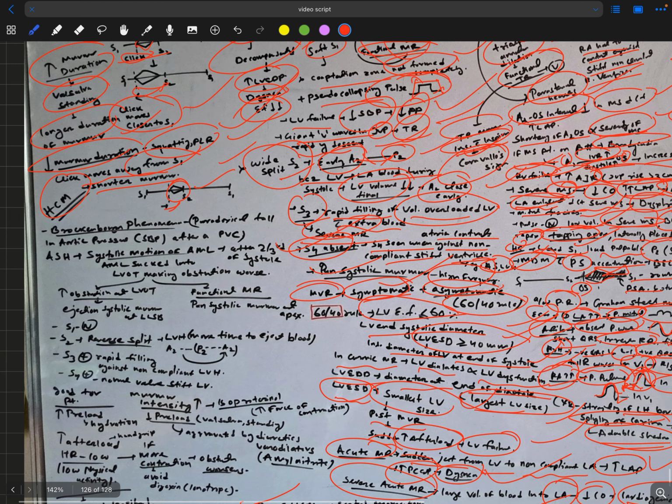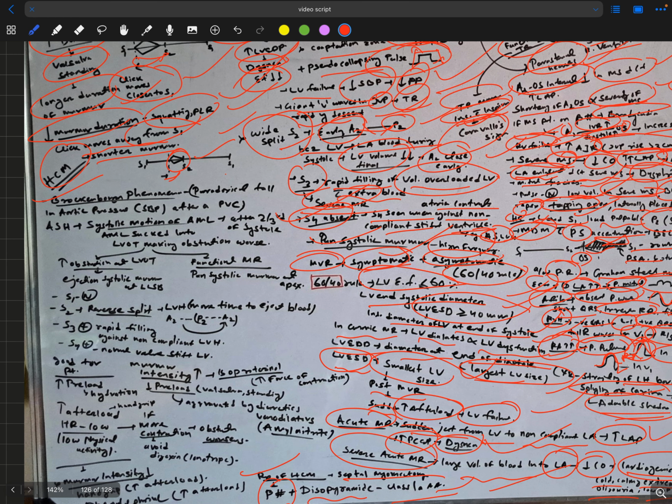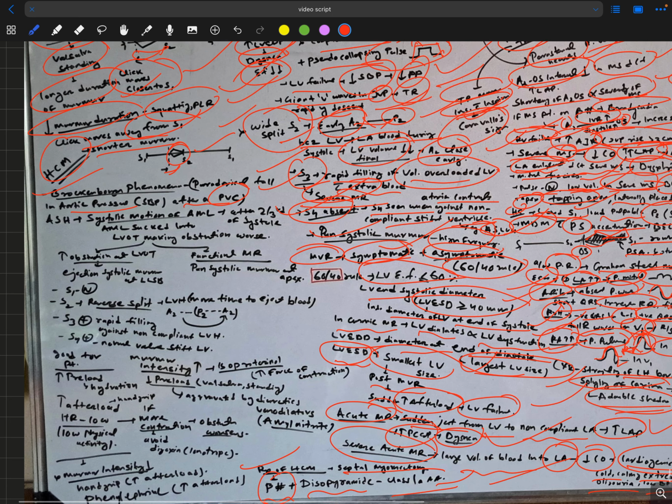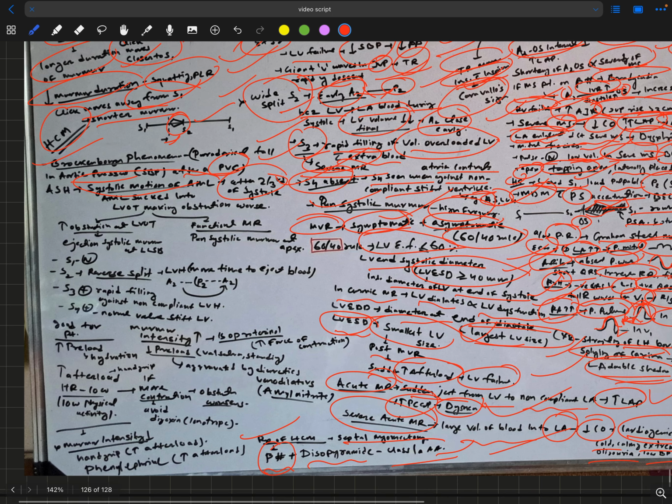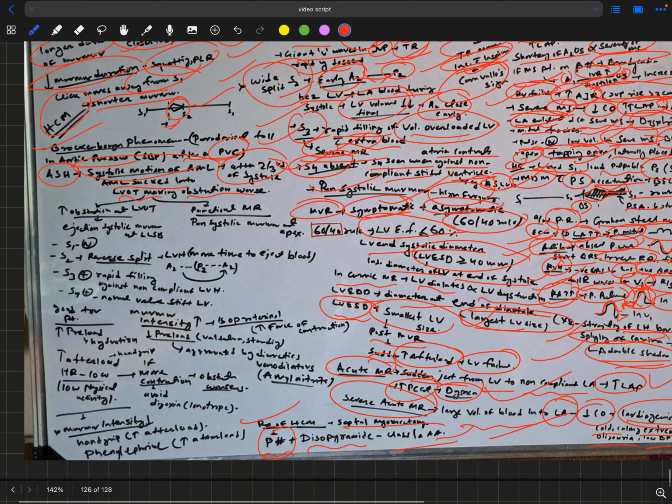In case of hypertrophic cardiomyopathy, we find the Brockenbrough phenomenon, a paradoxical fall in aortic pressure after a premature ventricular complex. Here we find systolic anterior motion of the anterior mitral leaflet. The AML is sucked in due to asymmetric septal hypertrophy. LVOT obstruction becomes worse because the AML and the septum create more obstruction.